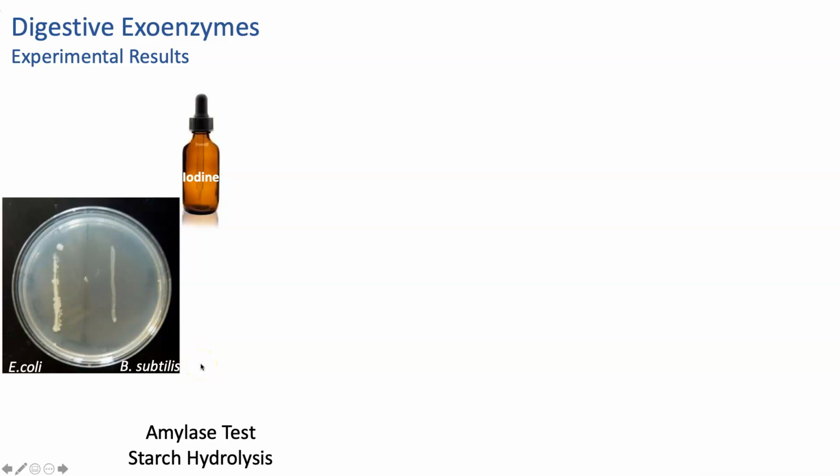This is a starch agar plate. So if my bacteria produces amylase, it's going to break down the starch that surrounds my bacterial colony. So how do I detect if my bacteria produce this enzyme amylase, therefore breaking down the starch that surrounds the colonies?